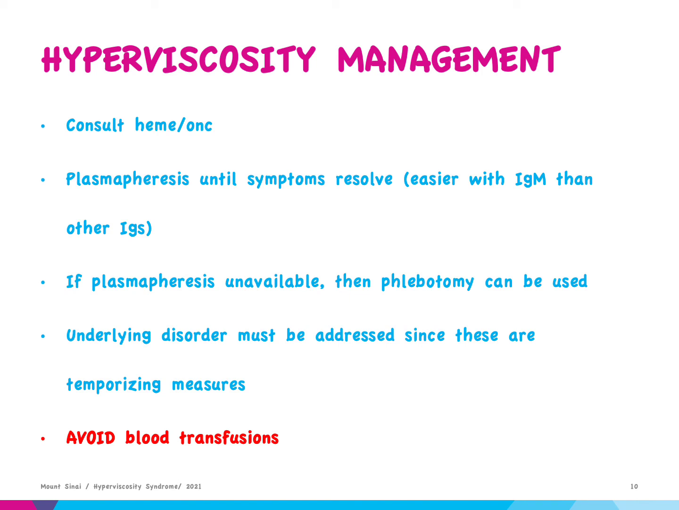And of course, the main thing is the underlying disorder must be addressed. These are just temporizing measures. So if the patient has multiple myeloma, you have to address the multiple myeloma. If the patient has another reason, another rheumatological condition causing an increase in the antibody count, you have to treat that. Here you're just treating the emergency with plasmapheresis. You have to look further than that. And of course, avoid blood transfusions since that theoretically increases the viscosity of the blood, like we talked about before.